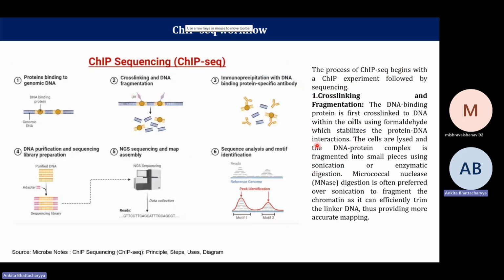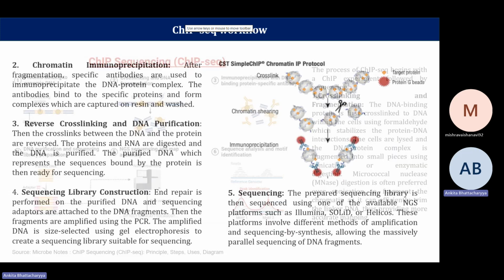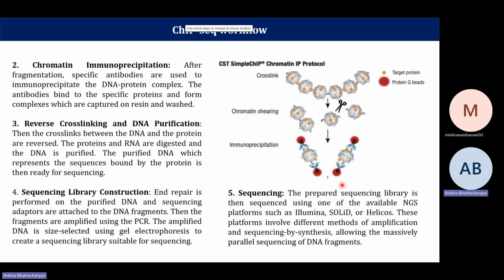So after cross-linking and fragmentation, I mentioned MNase in the last class, but basically you can either proceed with sonication or micrococcal nuclease digestion. Depending on your protocol, you have to choose the same. Following which you will perform the actual chromatin immunoprecipitation for your protein of interest.